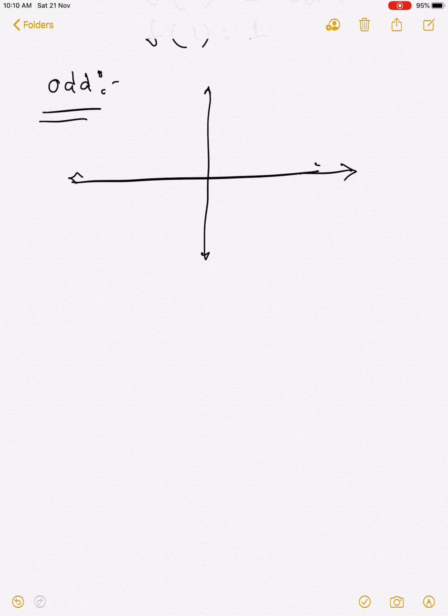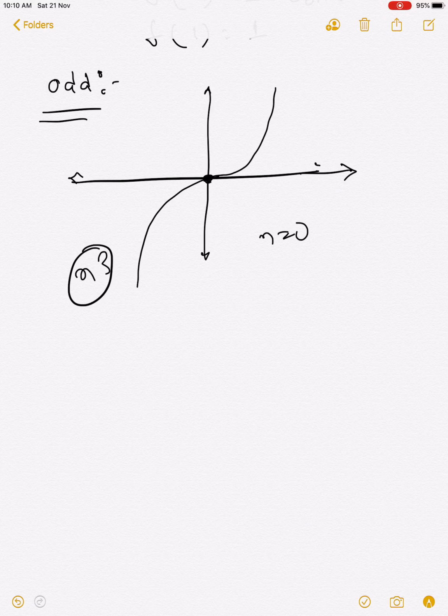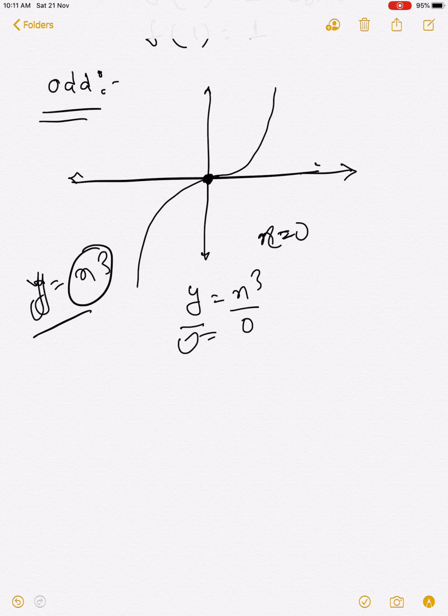But similarly, if you know the normal graph like x cube, it will go like this one. How will we draw this one? Because for x equal to 0, y equal to 0, if you put y equal to x cube, this is the function y equal to x cube. If you put x equal to 0, then it will give y equal to 0, that is this one point.